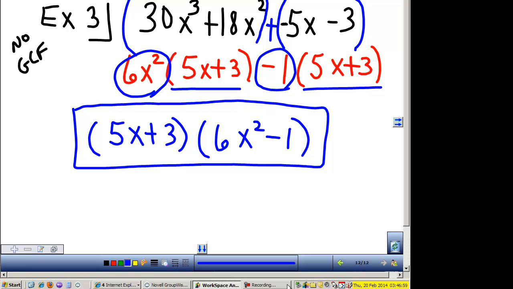This concludes the factoring by grouping flap in your foldable.